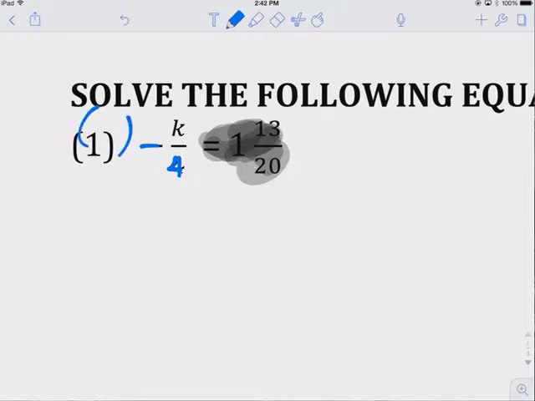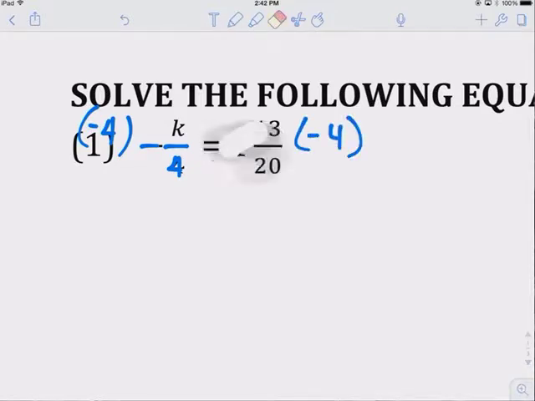So you multiply, that's a divide by a negative 4, so you must multiply by a negative 4 on both sides. Okay? And then you get k equals. When you multiply, you need to make your numbers improper. Okay.